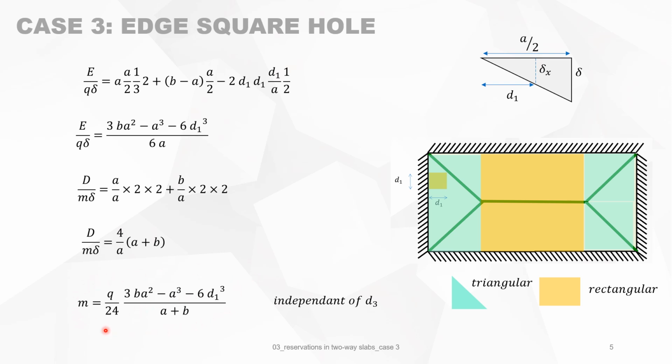First of all, we notice something peculiar here. That is that this bending moment is independent of D3. So at first sight, you think something is wrong. D3 is this dimension. It's the position of the reservation in the slab. How can that be? On second thoughts, this is correct. Why? Because we are not cutting any yield line. So because you are not cutting any yield line, the bending moment here is independent of the position of the hole.